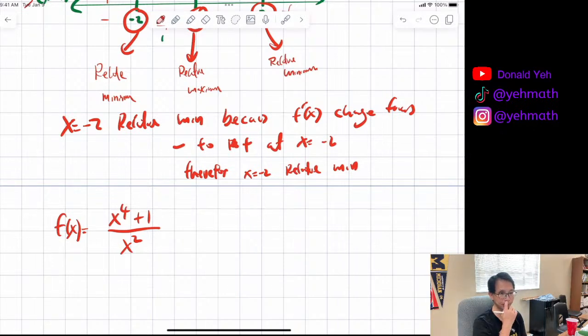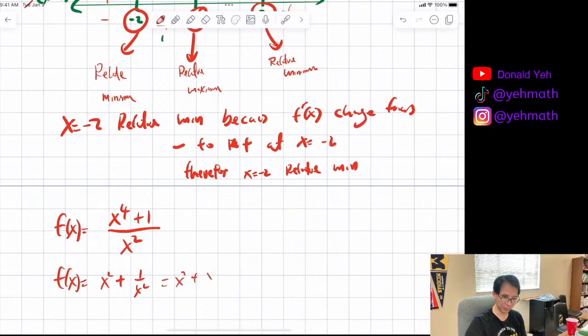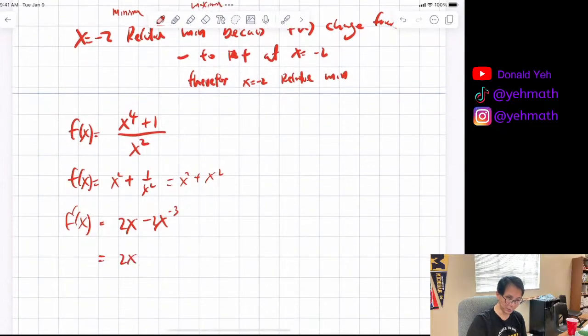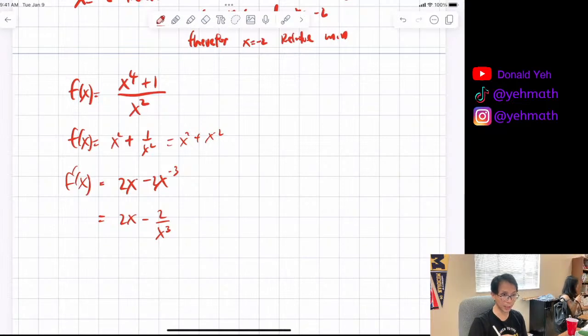That's probably better. x squared plus 1 over x squared, which is equal to x squared plus x to the negative 2. If I derive it, f prime is equal to 2x minus 2x to the negative 3. Now the problem with 2x minus 2 over x to the 3 is you cannot find critical numbers, because you need an x to the third on the other side.